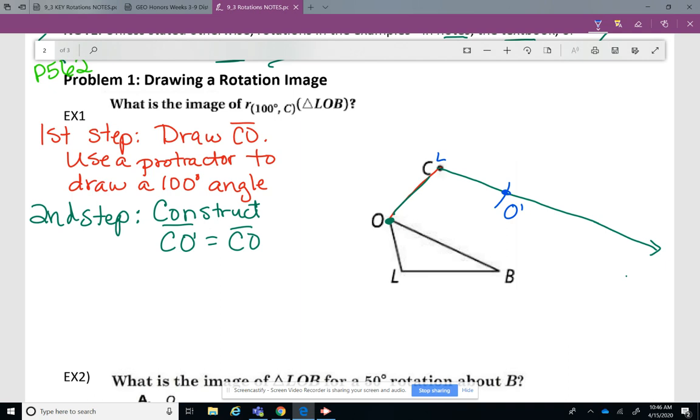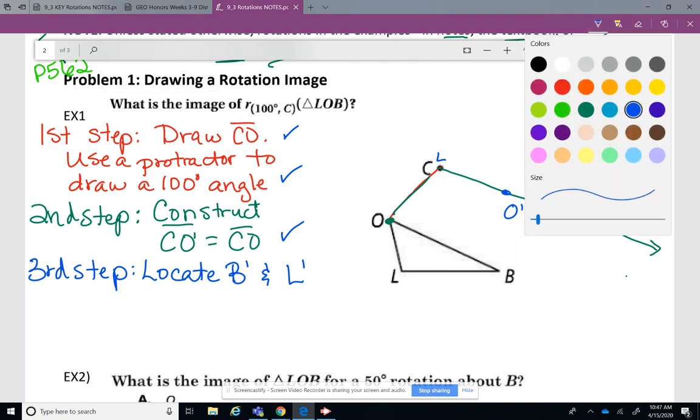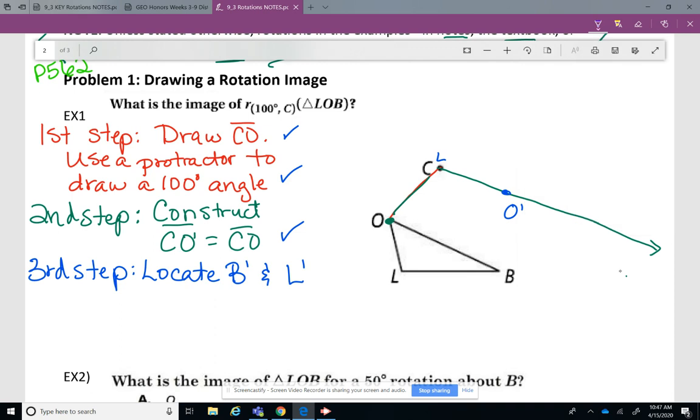Okay, so what does that mean? That means for your third step, you're going to have to draw a line. You're going to have to do the angle, and you're going to have to construct a point. So what do you mean? I'm going to have to do all that again? Yes, but this is what we're locating. We're going to go locate B prime, and we're going to go locate L prime. I'm going to walk you through how to do that, okay? I'm just going to use purple this time. All right, now find L prime.